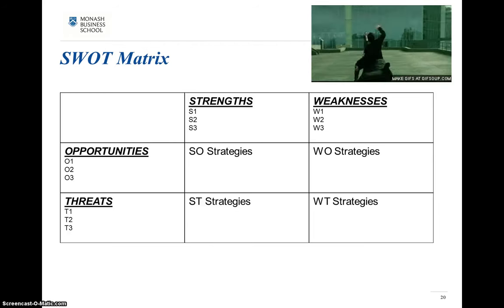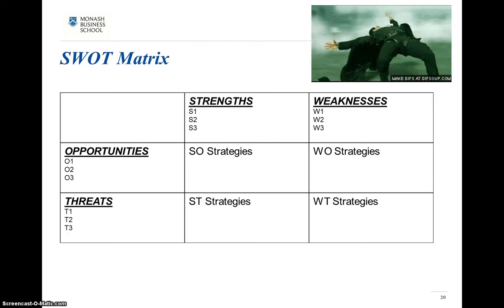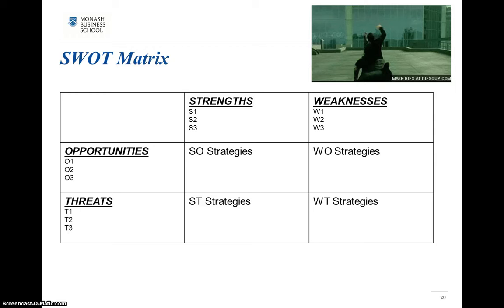And the WT strategies are going to be the most difficult for you. Those strategies that try and counteract your threats by improving your weaknesses.